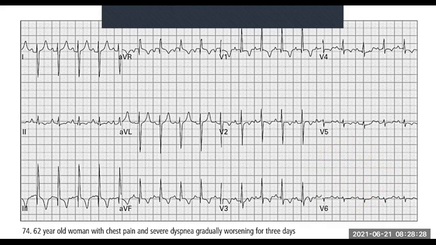Anyway, we're going to look at the rate next. So let's pick one over here. Let's look at this one here. So we've got 1, 2, 3. So we've got a rate of about 120. So we've got a tachycardia.